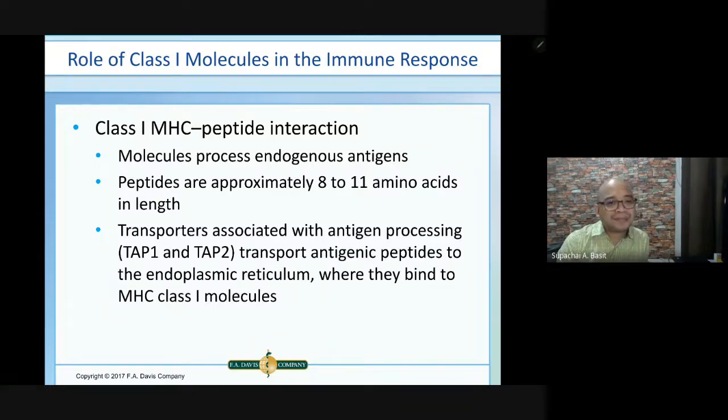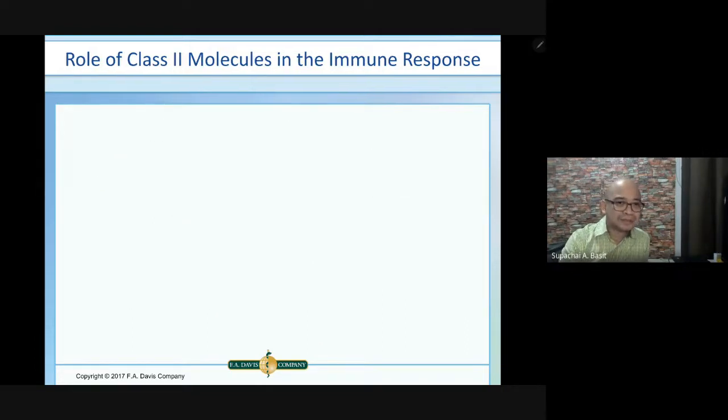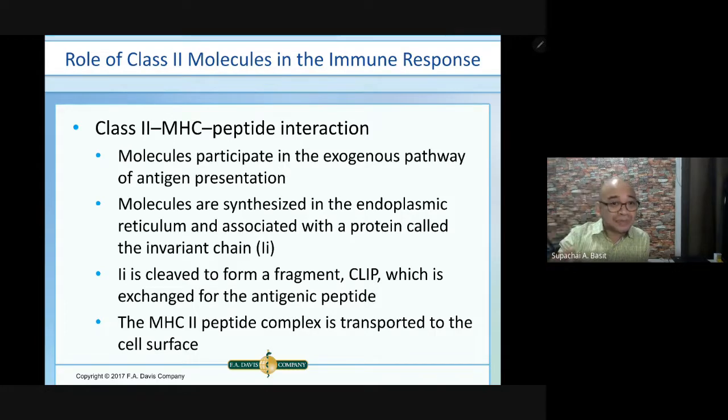MHC class 1 processes endogenous antigens, and the peptides are approximately 8 to 11 amino acids in length. There are two transporters associated with antigen processing, TAP1 and TAP2. They transport antigenic peptides to the endoplasmic reticulum, where they bind to MHC class 1 molecules. MHC class 2 participates in the exogenous pathway of antigen presentation. So again, class 1 is an endogenous pathway, class 2 is an exogenous pathway.